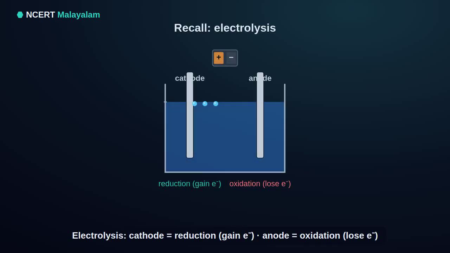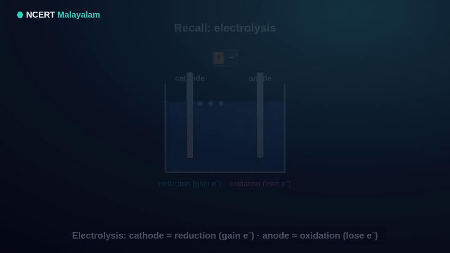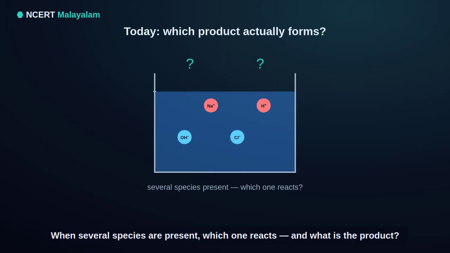Recall, in electrolysis, an external current drives the reaction. At the cathode, reduction takes place, that is, gaining electrons. At the anode, oxidation takes place, that is, losing electrons. Today's question is a little subtler. When several species are present in a solution, which one actually reacts at an electrode, and what is the product?